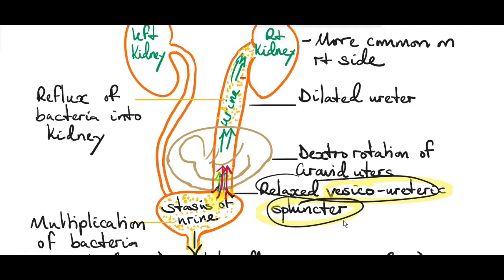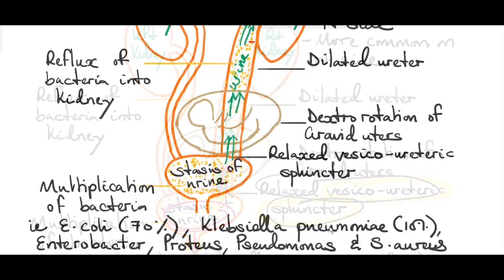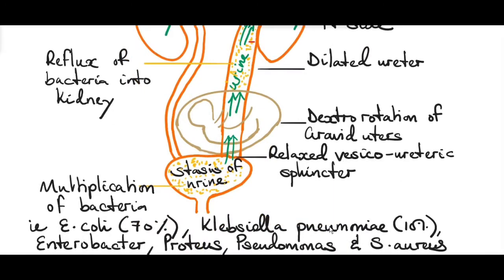And the urine that remains in the bladder, because it's not going out of the urethra, remains stagnant. So there's multiplication of bacteria, which can cause a urinary tract infection. The common organisms that cause urinary tract infections are E. coli, which is the most common organism, Klebsiella pneumoniae, Enterobacter, Proteus, Pseudomonas, and Staphylococcus aureus.